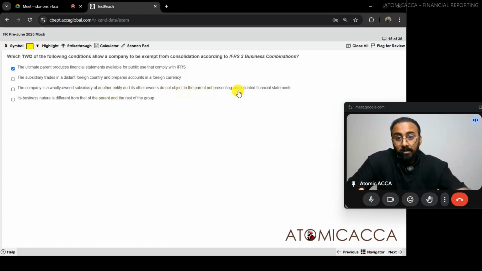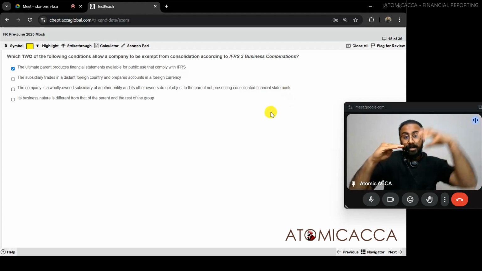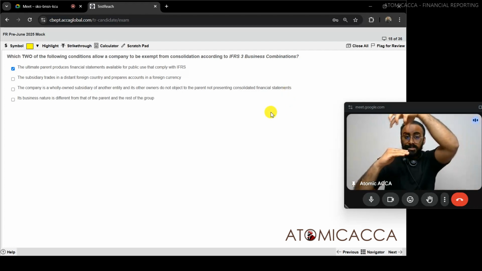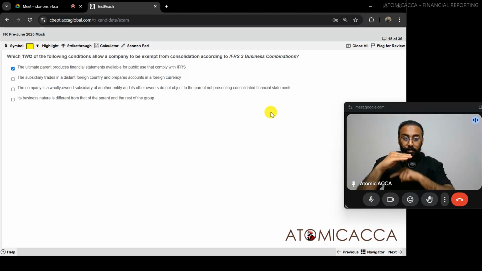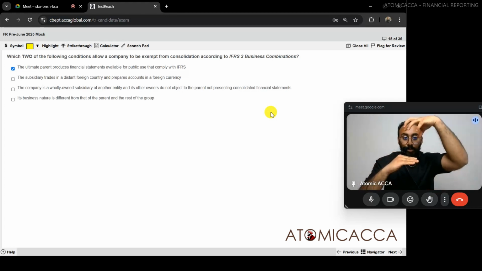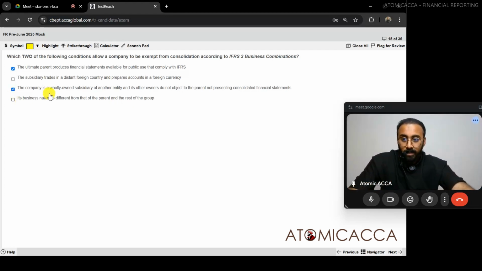Option C: the company is a wholly owned subsidiary of another entity, and its other owners do not object to the parent not presenting consolidated financial statements. The subsidiary is there, the parent is there, and they are wholly owned by another parent. The owners of this ultimate parent company do not object, meaning they do not have a problem if this middle parent does not prepare a consolidation. In such a case, again, they can be exempt. They do not have to make a consolidated financial statement. So that is correct, and it is selected here.